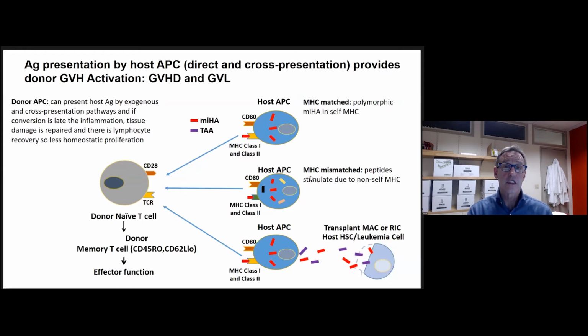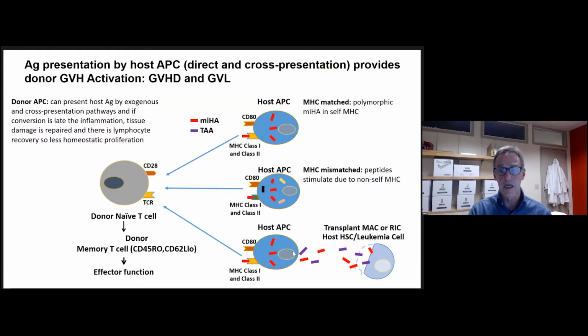Here is the MHC mismatch, the haplotransplant setting. Here, basically any polymorphic peptide that's a minor histocompatibility antigen, or even any monomorphic peptide, same as self, same as the donor, as long as it's loaded into a non-self MHC, will stimulate an immune response. So there is much more alloreactivity once you're going beyond MHC matched.